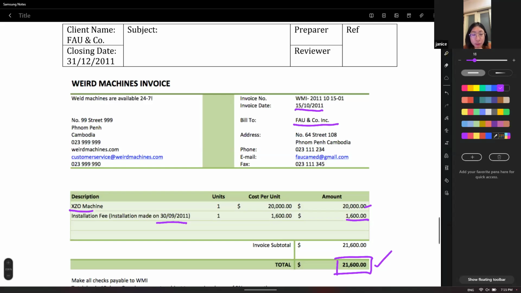Which date should be the correct one? The date of the invoice or the date of the installation? Sophia thinks it is on the 30th September. How about the others?